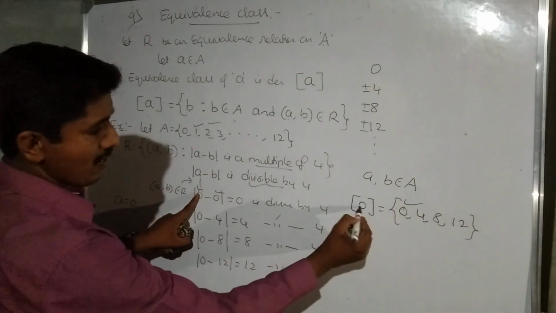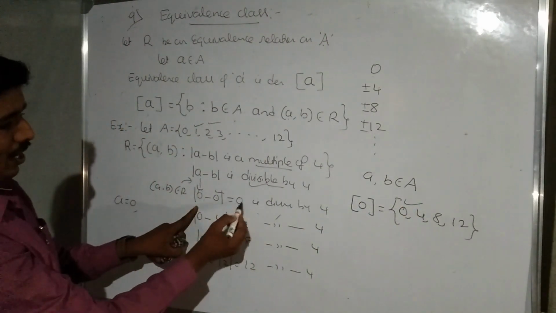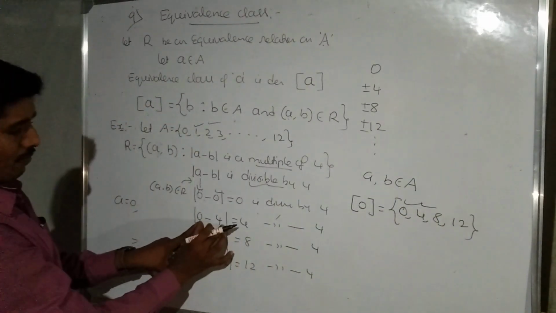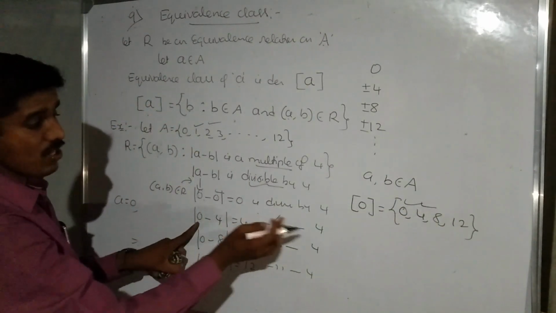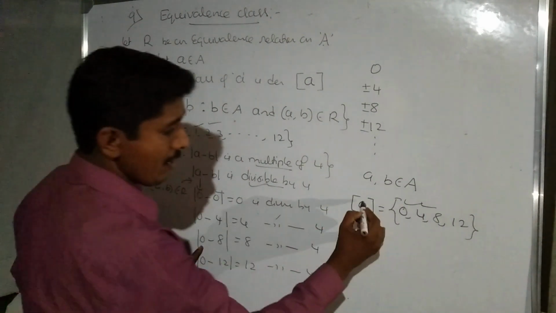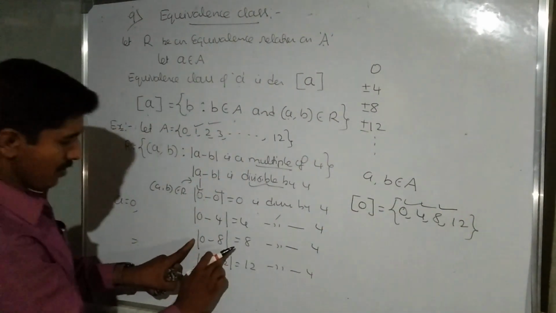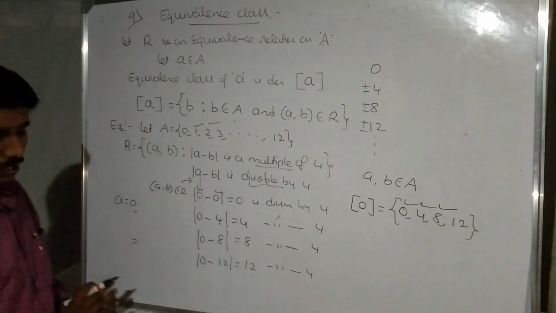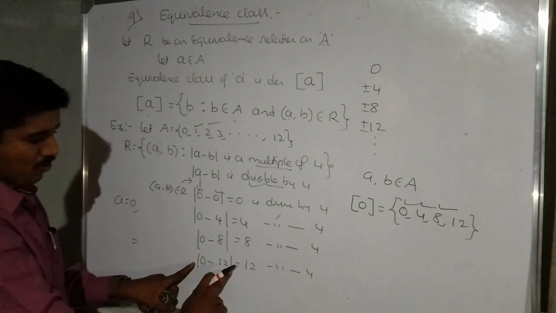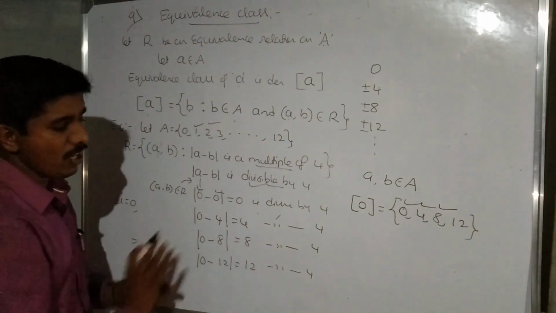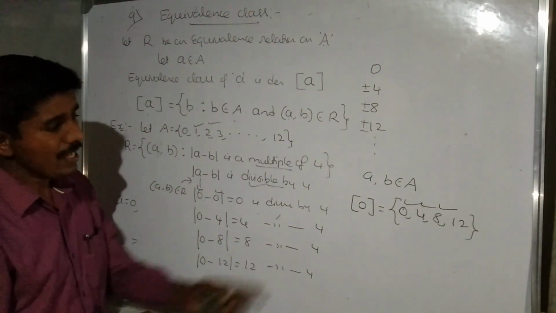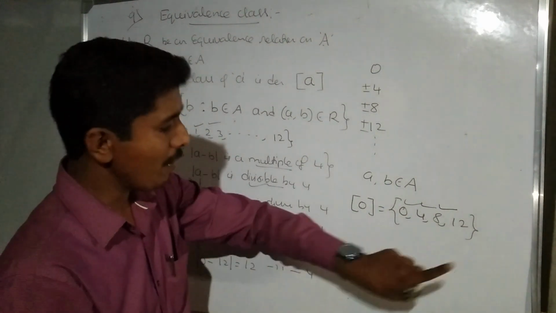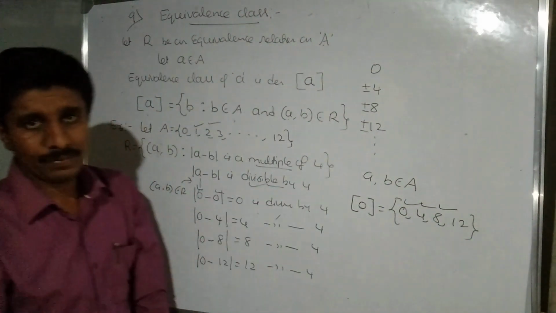Here the difference: if you take 0 minus 0, this is the first case, 0 divisible by 4. Next, 0 minus 4, modulus of 0 minus 4, 4, divisible by 4. Next, 0 minus 8, its modulus value plus 8, 8 is divisible by 4. Next, 0 minus 12, 12 is divisible by 4. Therefore, equivalence class of 0 equal to set 0, 4, 8, 12.